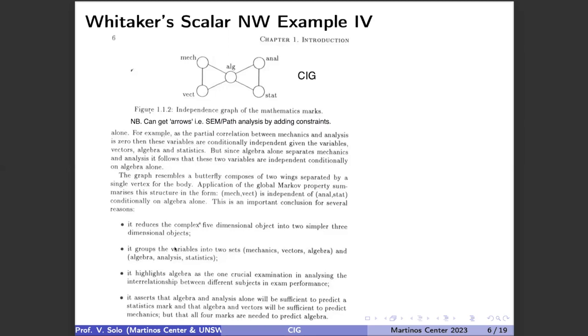Second thing is it groups the variables into two sets: mechanics, vectors, algebra; and algebra, analysis, stat. So that's kind of interesting. It highlights algebra as the one crucial exam in analyzing the interrelation between different subjects in exam performance. If we imagine doing some kind of a cortical version of this, we might start trying to call algebra a mediator. We might be thinking of thalamus or something like this, okay?